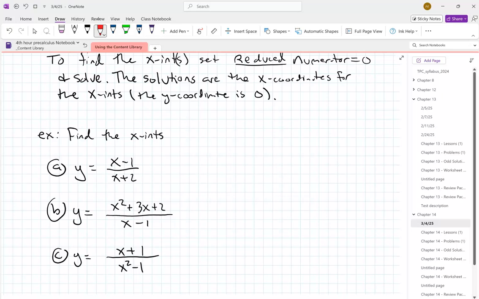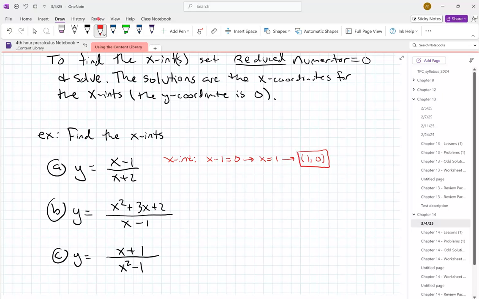Okay, so we have 3 examples. The first one, y equals x minus 1 over x plus 2. So the first thing I'd want to do is to check to see if I can reduce this. Is there any reducing to do there? No. So all we'll do is we'll take the numerator and set it equal to 0. That gives us x equals 1, so we have the x-intercept 1, 0.